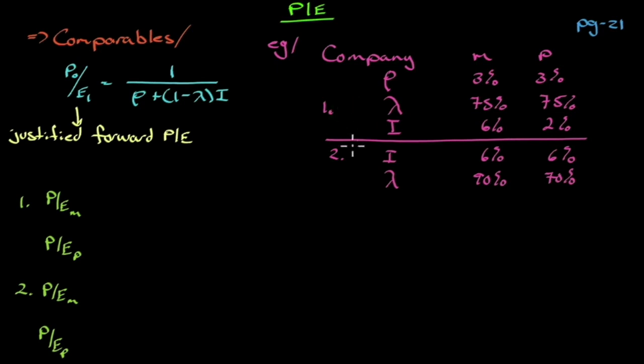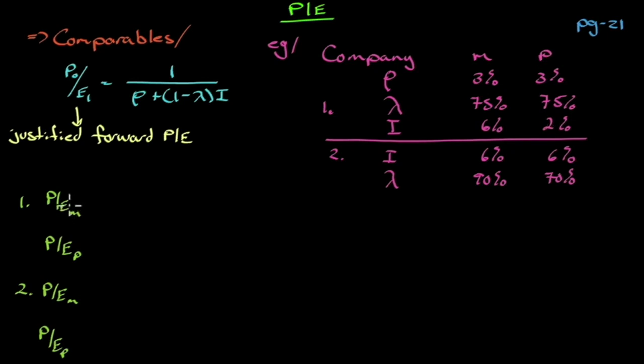Here's our first scenario, and here's our second scenario. So let's look at our first scenario. Lambda, the pass-through rate, is 75% for both companies. Both companies can pass through 75% of the increase in inflation. However, company M will experience 6% cost inflation. Company P will only experience 2% cost inflation.